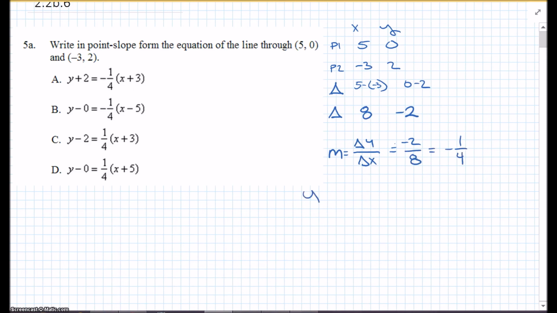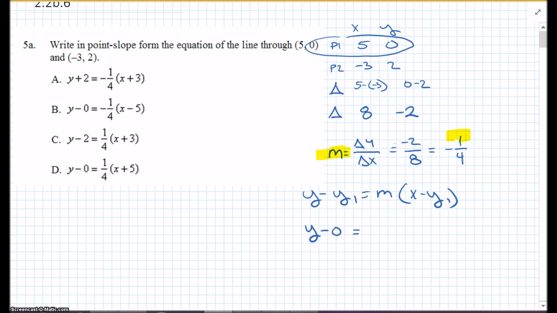So now my formula is y minus y1 equals my slope times x minus x1. So y minus, let's use our very first point, y minus 0, y minus y1, so y minus 0 equals my slope, which we solved for right here, negative 1 over 4, times x minus, I made a mistake there, it should be x1, minus x1, which would be 5.